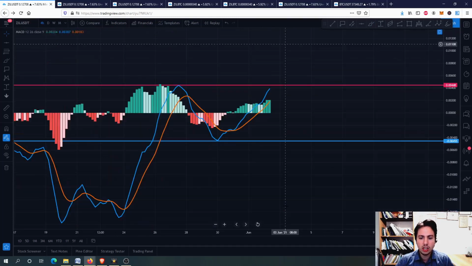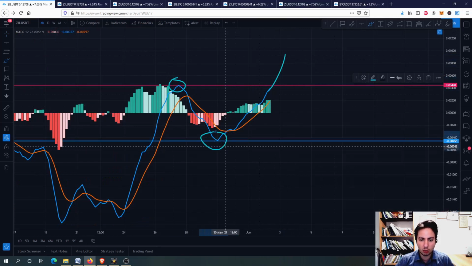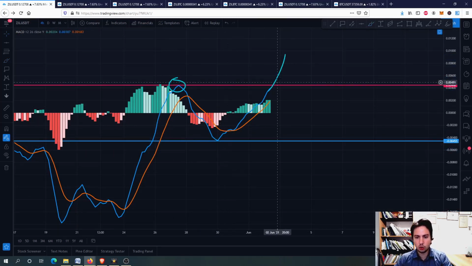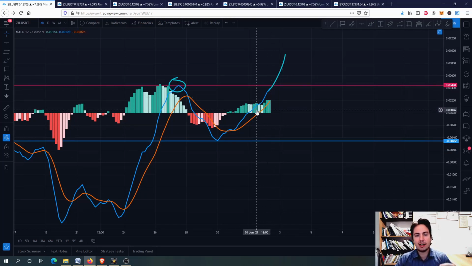On the MACD, what we want to see is that we break this resistance level but not go beyond this support level as well. So if we go and make higher lows and higher highs, it will be very good. That's what we want to see on the MACD in the 4-hour frame, not on the daily frame but in the 4-hour frame. We want to see higher lows and higher highs.